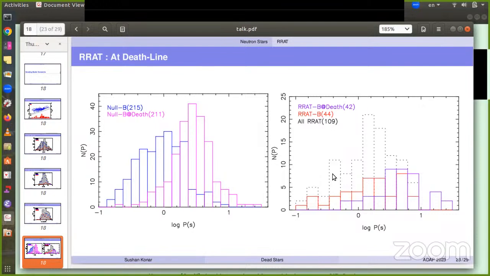Okay, so this is a plot of RRATs at the death line. Both nulling pulsars and RRATs at the death line. Now, what do I mean by that? Let's go back a little.